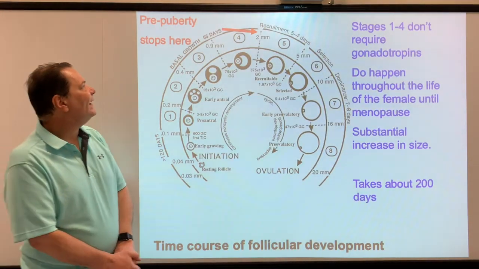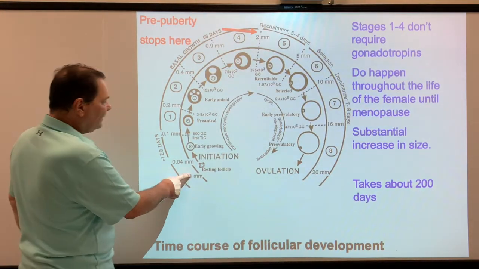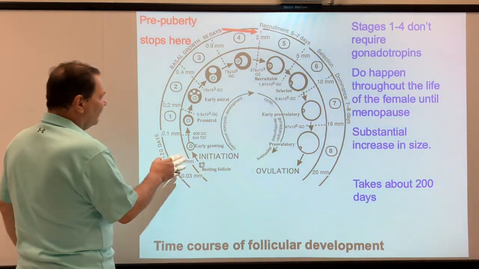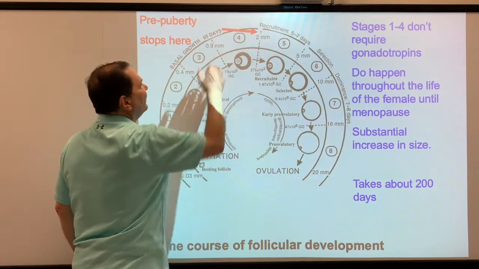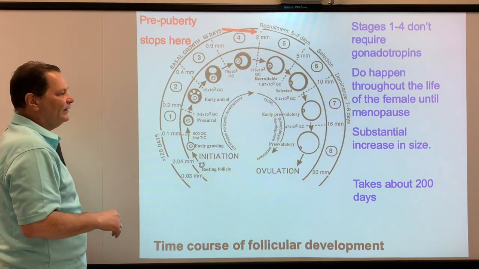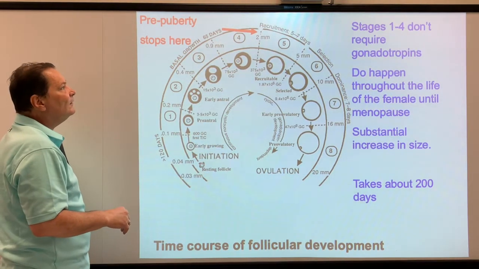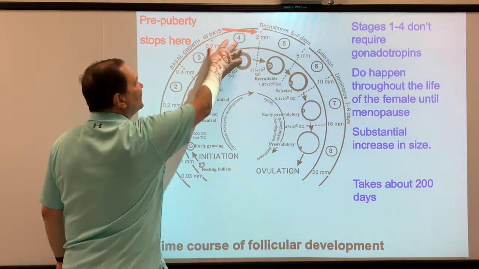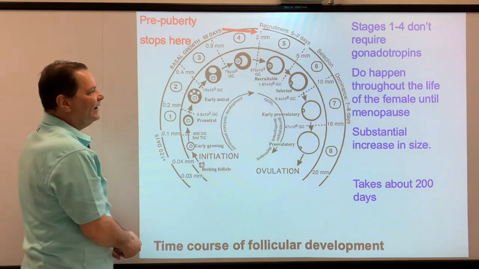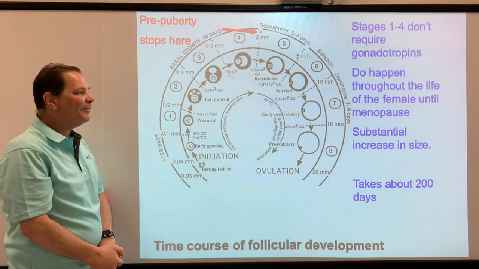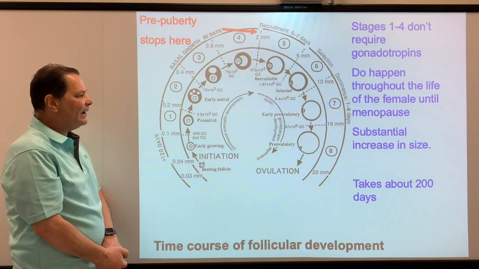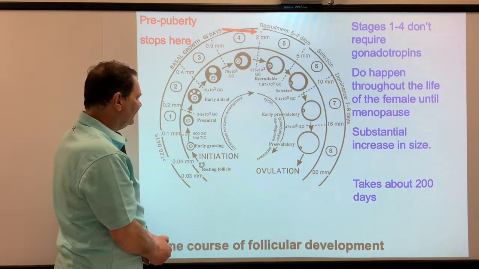So, once again, this is just the same cycle in more detail. Stages 1 through 4 are the development of the primary and secondary follicle. These stages do not require gonadotropins. They take about 200 days total. They happen throughout the life of the female. There is a big increase in size during this phase.